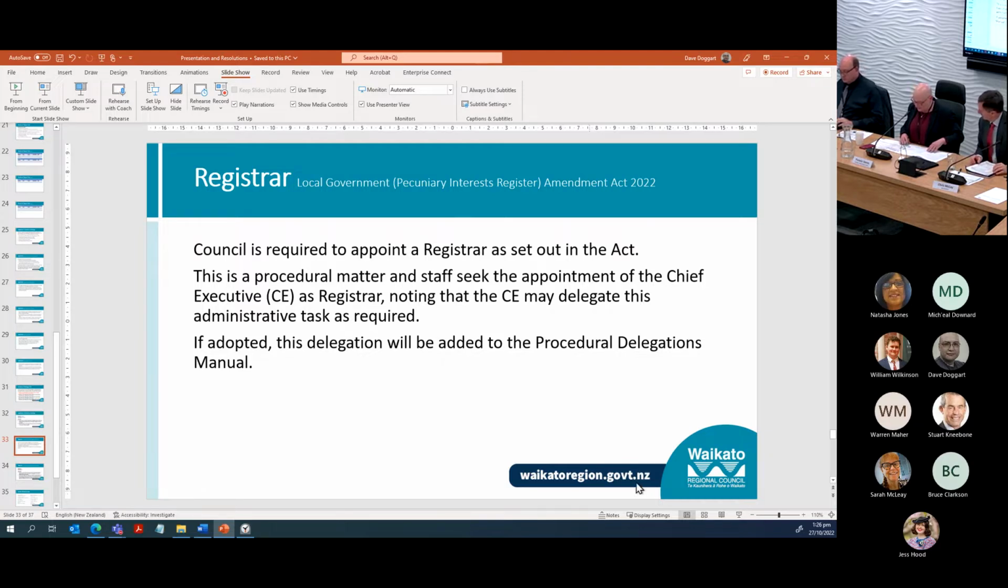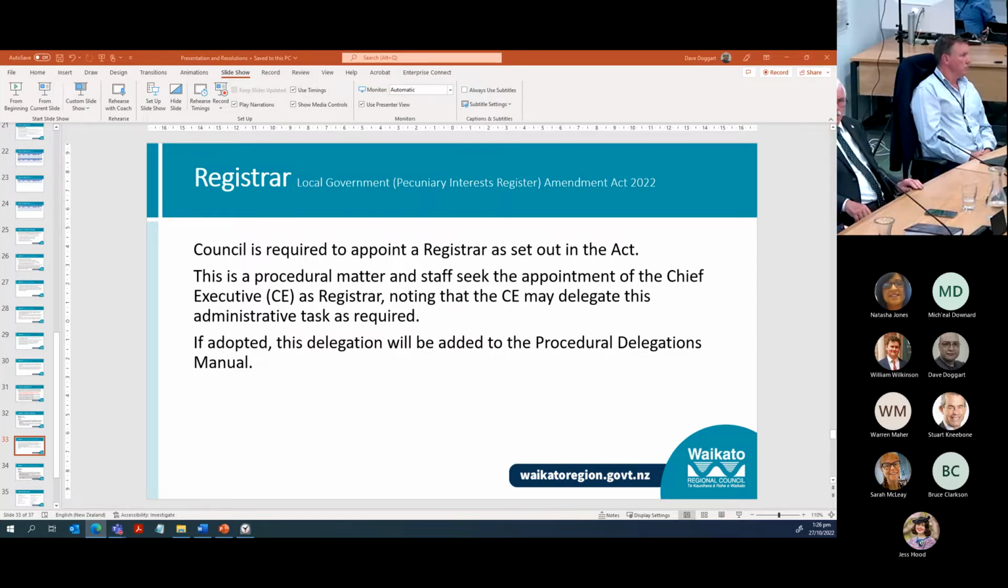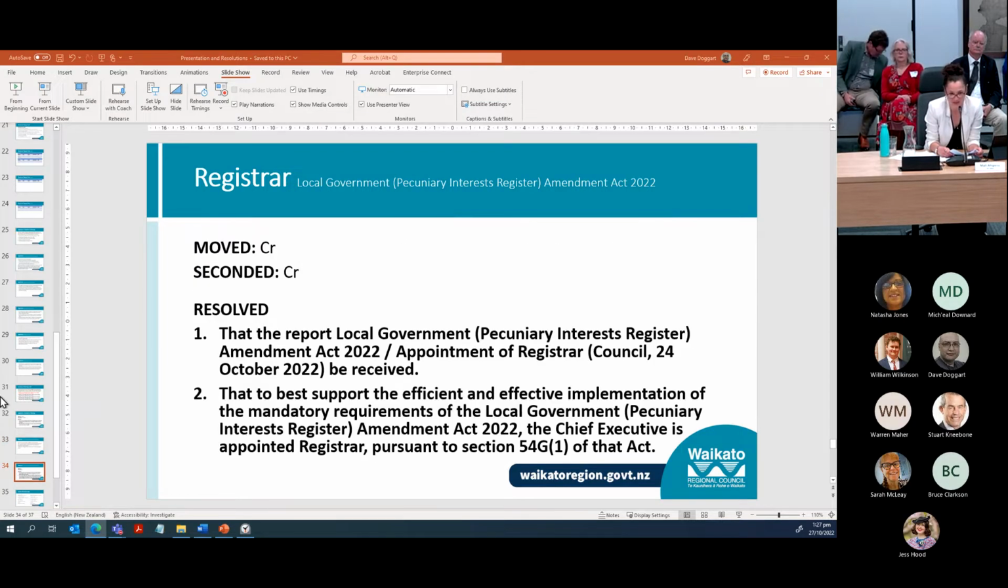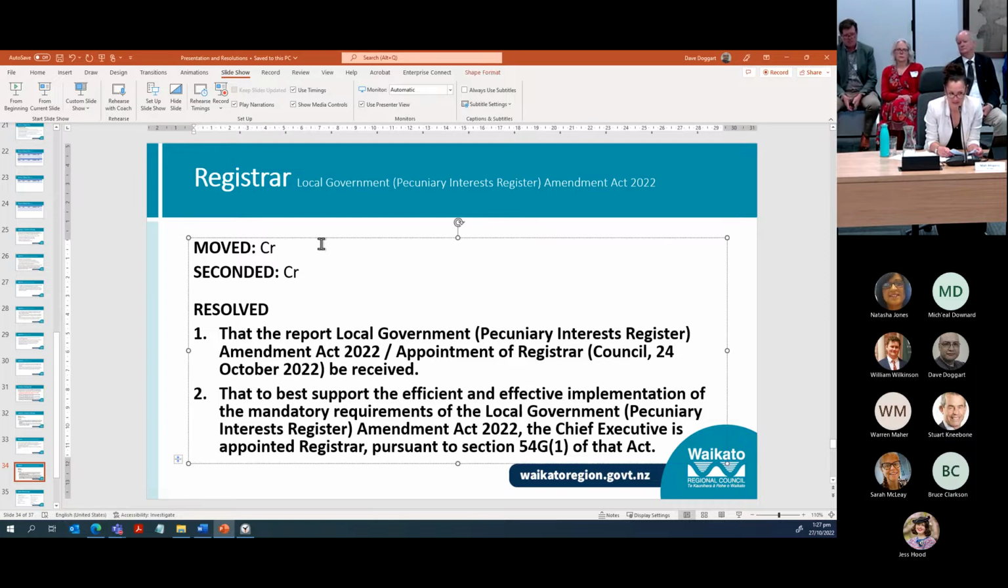This is the Local Government Pecuniary Interest Register Amendment Act 2022. Over to you again, Molly. Thank you, Madam Chair. Last report on the agenda, I'll whiz through it really quickly. The purpose is to enable the appointment of a registrar as required under new legislation, the Local Government Pecuniary Interest Register Amendment Act. We've included a copy of the entire act in your agenda, and so I will take the report as read and just answer any questions you may have.